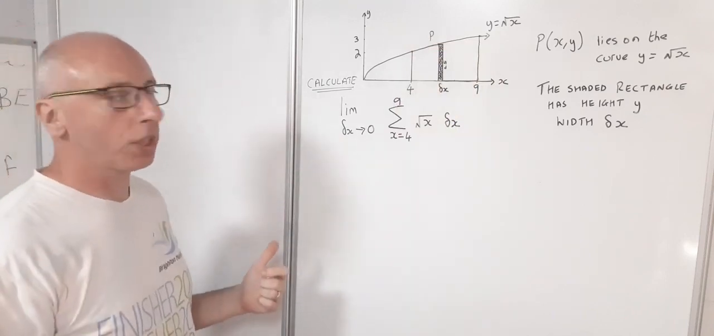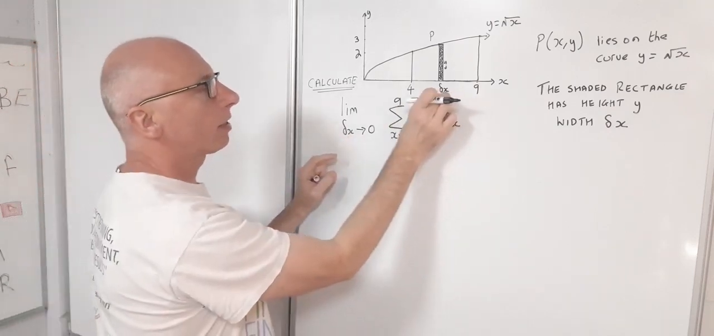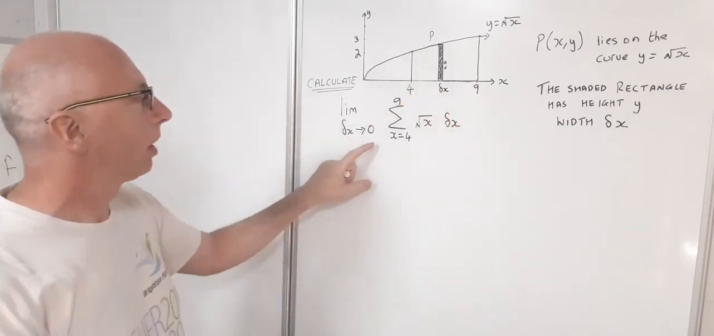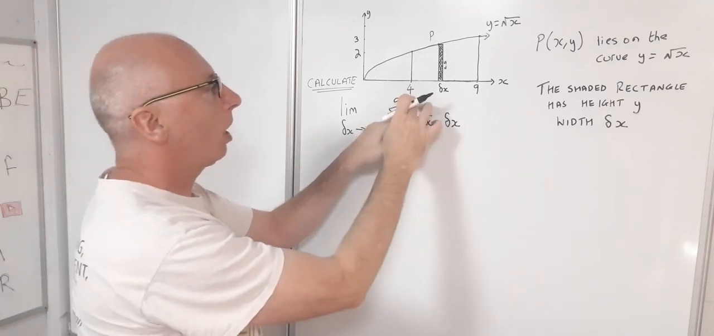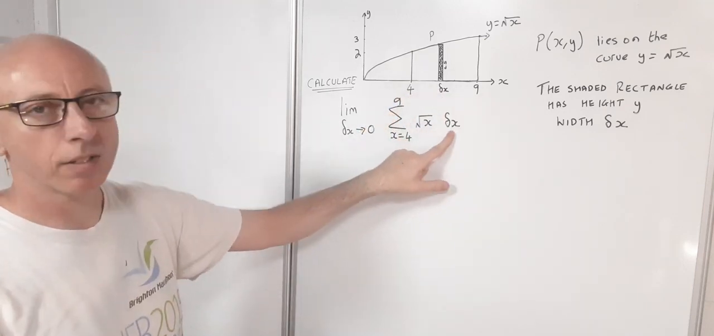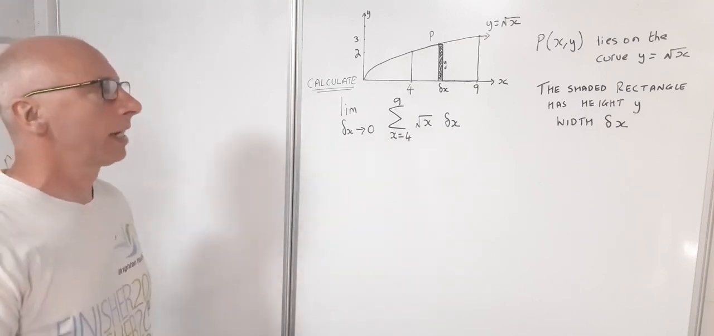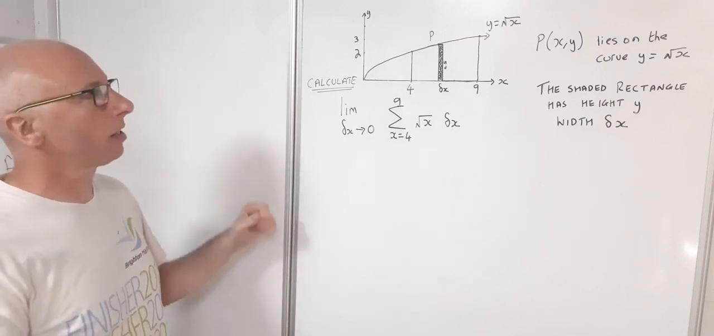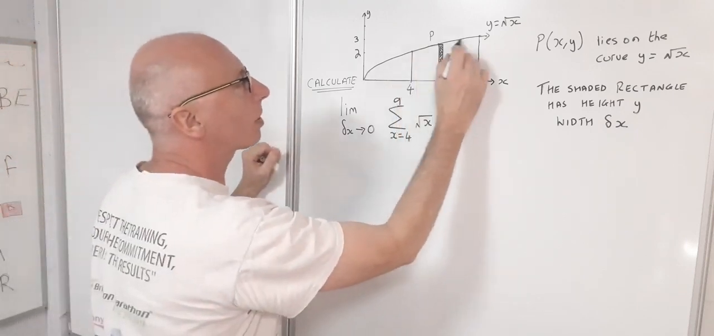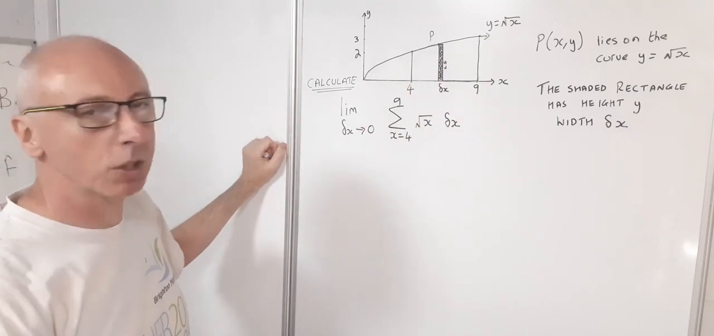So the question is, we need to calculate the limit as this width goes to 0, and sum it over the range of x from 4 to 9 for the square root of x times that change in x. Okay, now what this is asking us is what's the area under this curve from 4 to 9. Now there's a couple of methods which we can use.